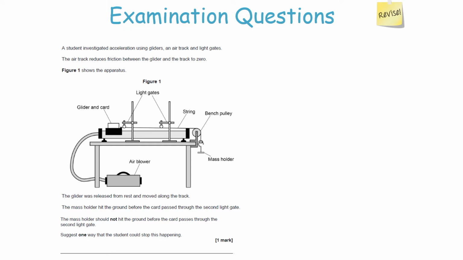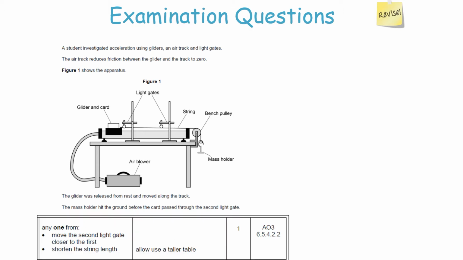Right, so you've got to look in this situation at the information given in figure 1. Think about how you could alter the apparatus shown in figure 1 to ensure that the mass holder does not hit the ground before the card passes through the second light gate. So think about the two possible answers you could have. You could either shorten the string length, so as a result it would take longer to fall and hit the ground, or use a taller table, so as a result it would take longer to hit the ground, or you could move the two light gates closer to each other, so therefore there's a shorter distance for the glider and card to travel through before it hits that second light gate. Always use the information in the question to try and answer this question.